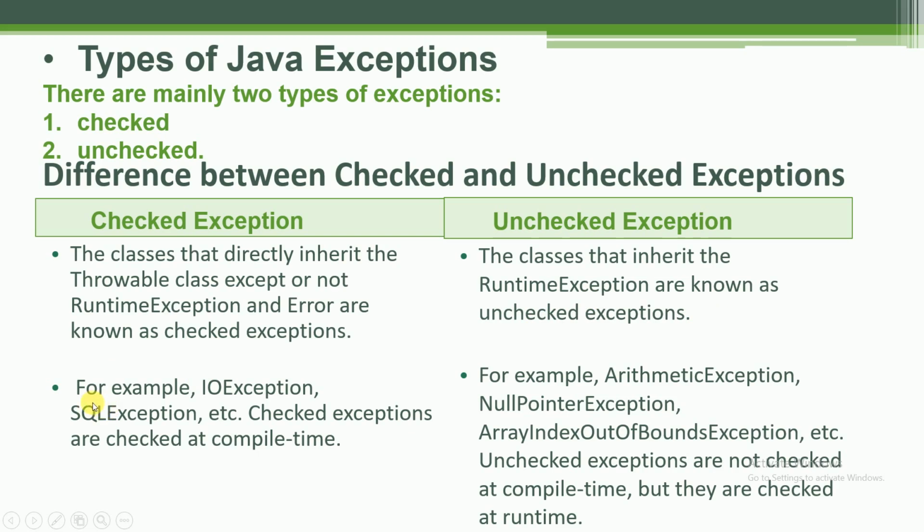In checked exception, for example, IOException, SQLException, that is the checked exception, or compile time exception. And in unchecked, for example, ArithmeticException, NullPointerException, ArrayIndexOutOfBoundsException. Unchecked exceptions are not checked at compile time, but they are checked at runtime. Means runtime exception is unchecked exception and compile time exception means checked exceptions.